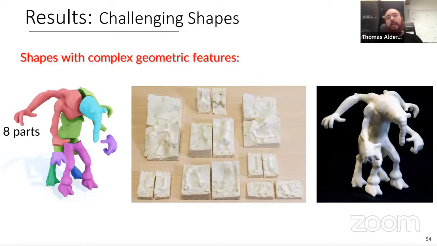And this is another example of an object that features complex geometric details for which the generation of a valid rigid mold would be very hard. And again, our method, by decomposing it into 8 simpler parts, is able to produce a successful 2-piece rigid mold decomposition.